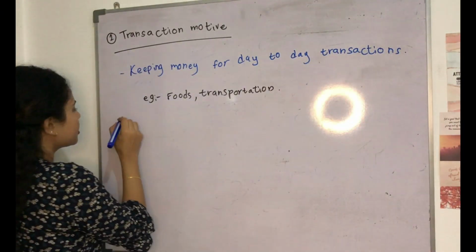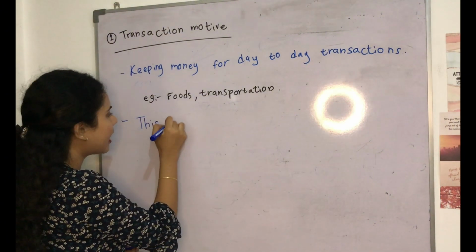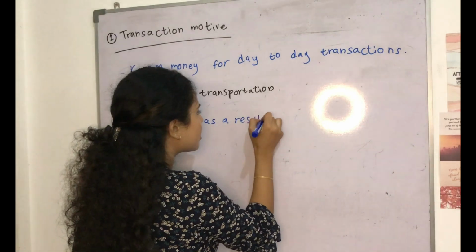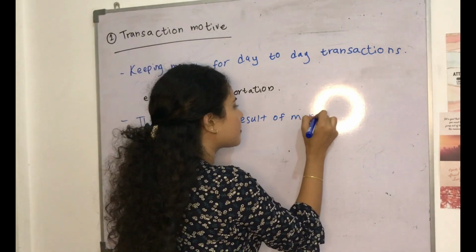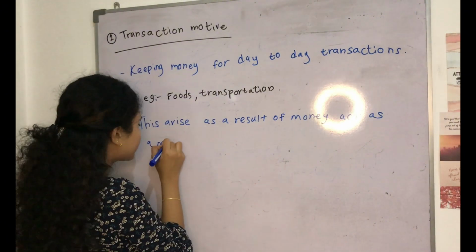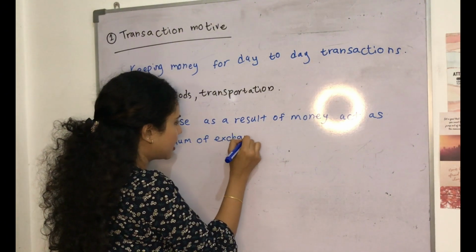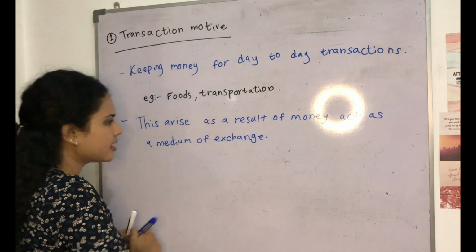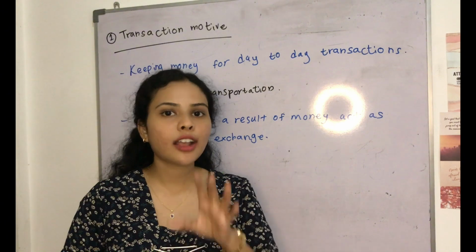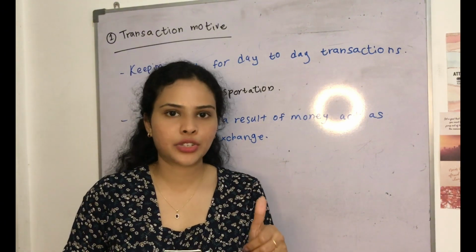The next thing you should know about transaction motive is that this arises as a result of money acting as a medium of exchange. I'll brief this. We know money has four functions. What are they? Act as a medium of exchange.